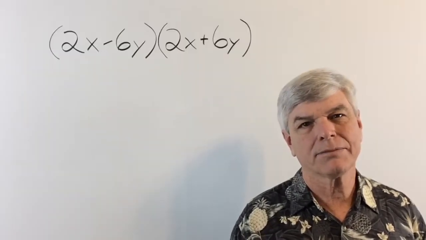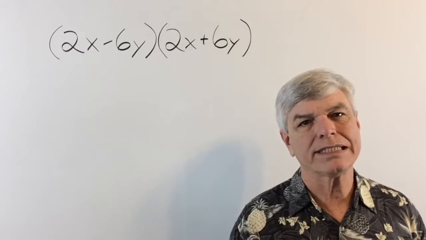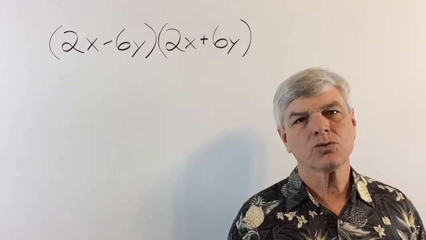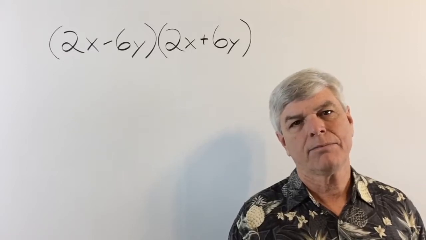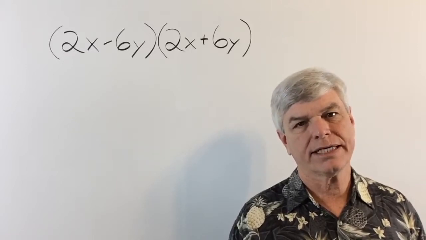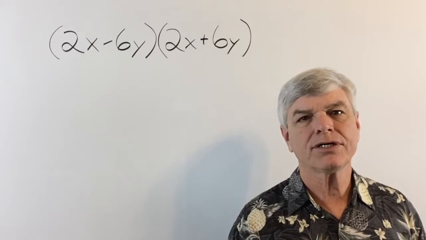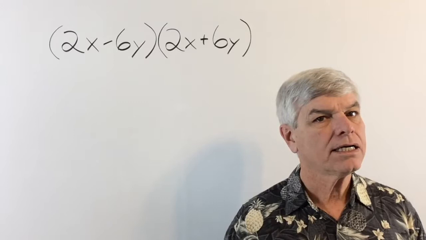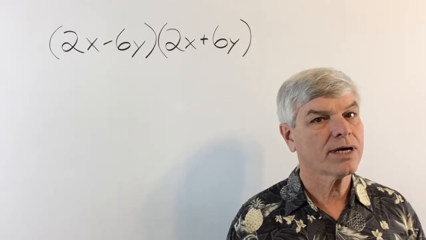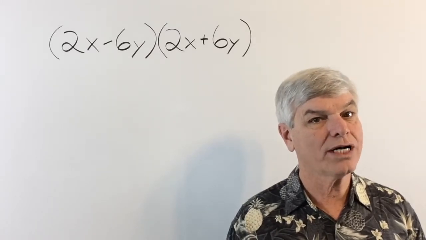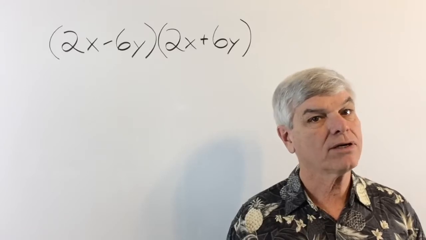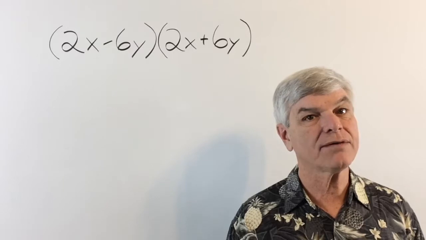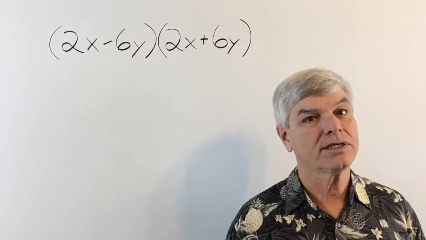Now let's try another problem. Okay, now this looks a little bit more complicated, but it's really not. It's a little more complicated, but not a lot. It looks worse than it is. But this is the difference of squares again. We have two terms. We have 2x and 2x. Now that's just one term, right? 2x is one term. Remember, look up the definition of terms if you're unsure. It's not 2 plus x, it's 2 times x, and that's one term.